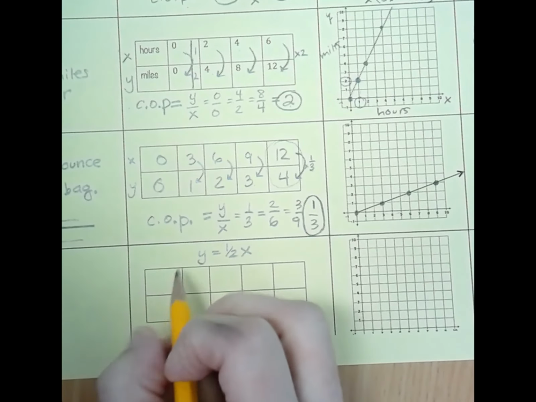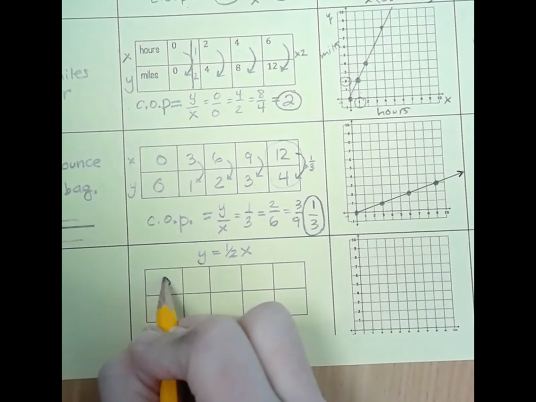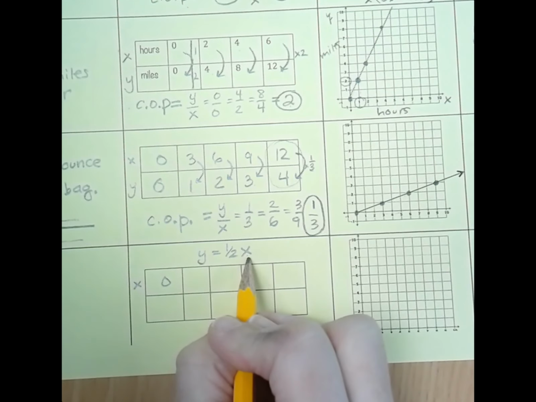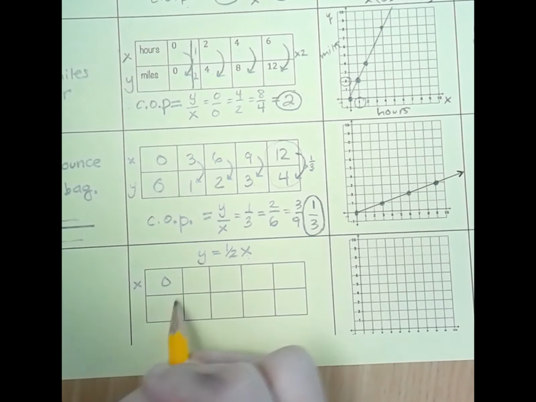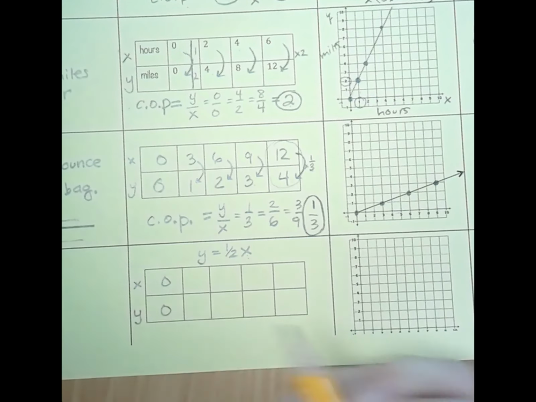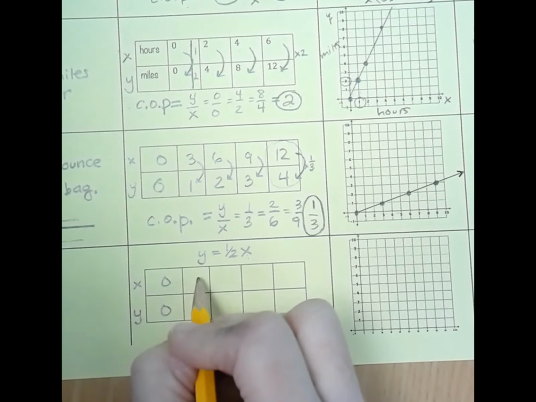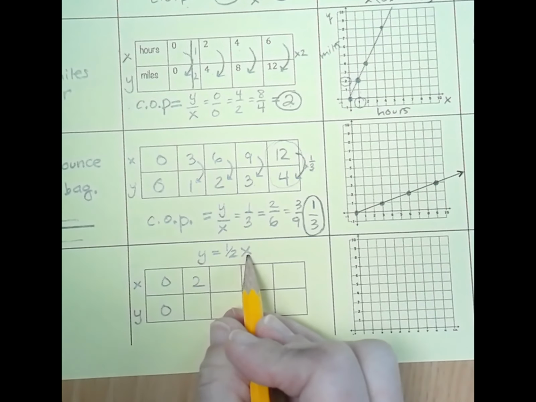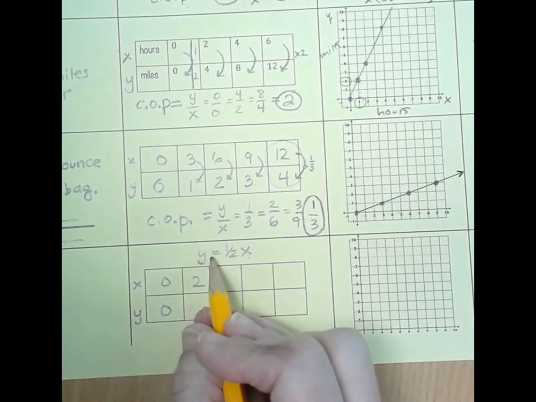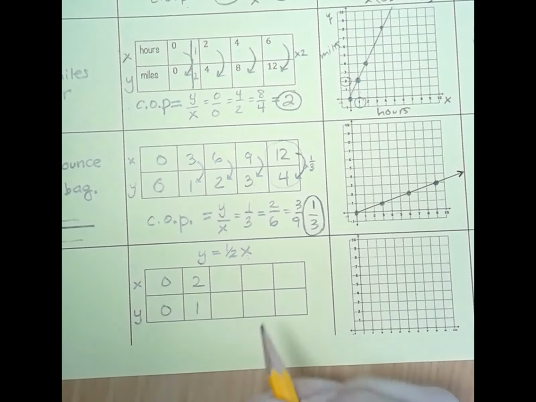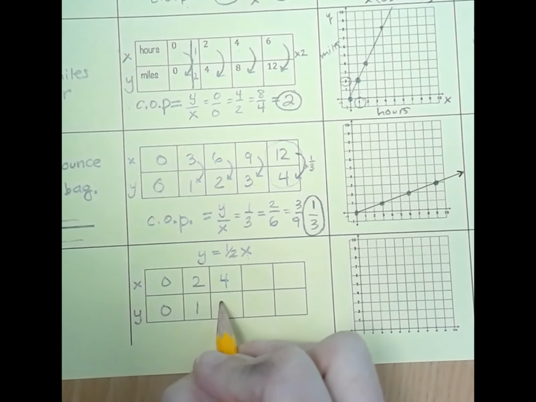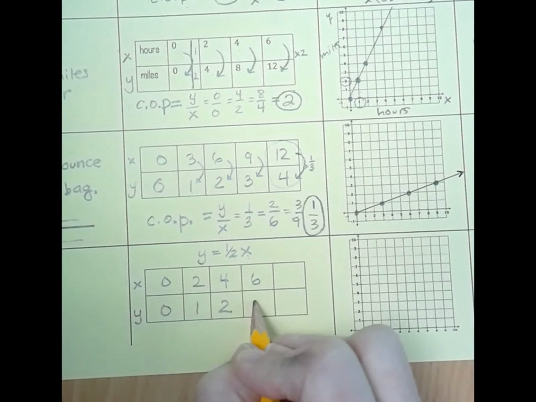So let's do, if x is 0, 1/2 times 0 is equal to 0. So y would equal 0. If x is 2, 1/2 times 2 is equal to 1, so y equals 1. If x is 4, y would be half of that. 1/2 of 4 is 2. So now I think you can see the pattern.